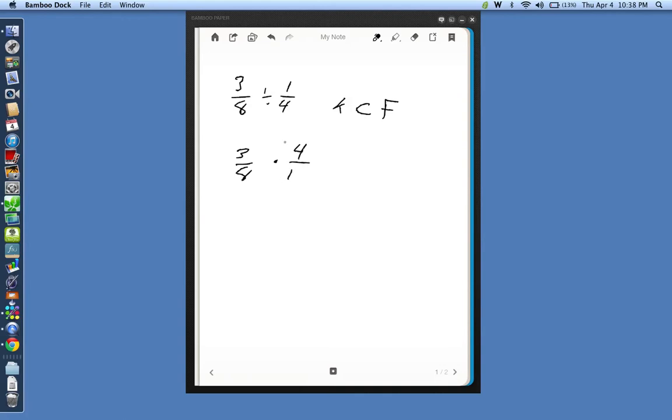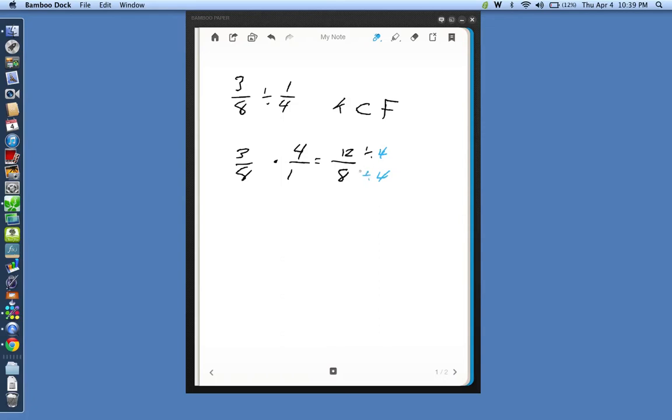So now we'll go ahead and multiply the 2. So 3 times 4 is 12, and 8 times 1 is 8. Always check if we can reduce it. 12 and 8 are both divisible. The greatest common factor is 4. So we're going to go ahead and divide 12 by 4, and then divide 8 by 4.